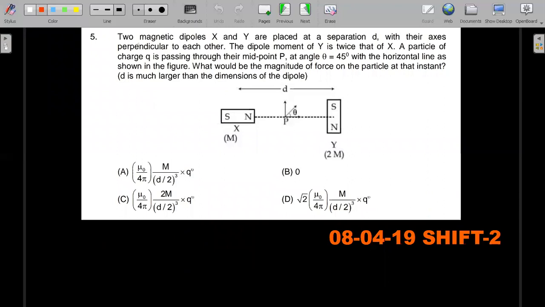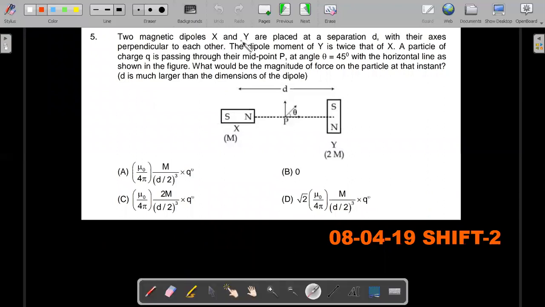The next question: two magnetic dipoles of X and Y are placed at a separation of d distance with their axis perpendicular to each other. You could see them. Dipole moment of Y is twice that of X. You can see at 2m and m. A particle of charge q is passing through their midpoint here at an angle 45 degrees with the horizontal line as shown in the figure. What would be the magnitude of the force on the particle at that instant? Okay, so he's obviously asking magnetic force. D is much larger than the dimensions of the dipole. Okay, so pause, do, and move on.